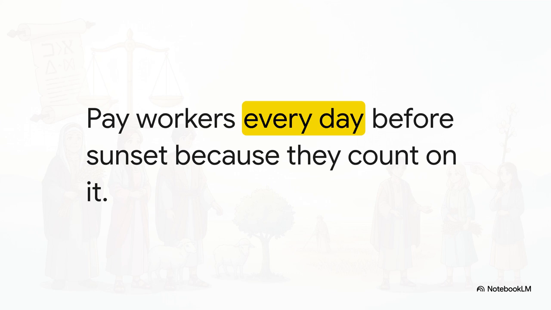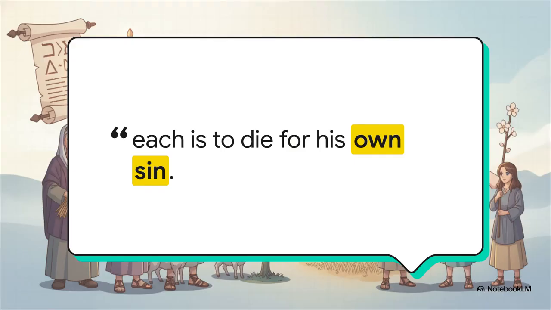Then verse 16 establishes an absolute cornerstone of modern justice: individual responsibility. It explicitly states that fathers shall not be put to death for their children, nor children for their fathers. Making sure that innocent family members are never punished for someone else's crimes was a truly revolutionary concept in the ancient world. Each person is accountable for their own actions.